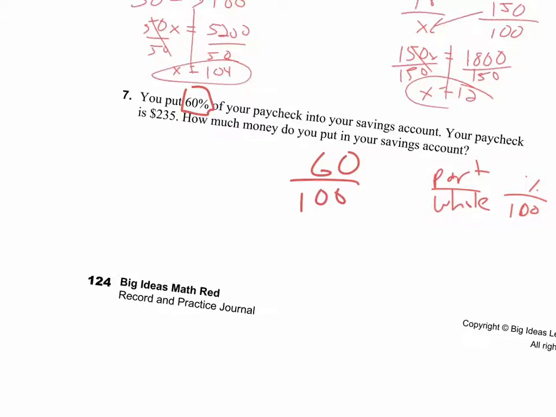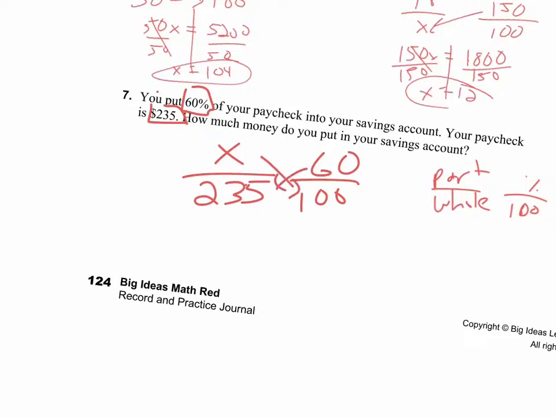Your paycheck is $235, so paycheck is $235. How much money do you put in your savings account? So you put 60% of your paycheck. Is $235 all of your paycheck or part of your paycheck? It's all your paycheck. Your paycheck is $235, okay? So that's going to be the whole. That's all of the paycheck. Okay, do we know the part? It's asking how much money do you put in savings? No, so that's going to be my x.